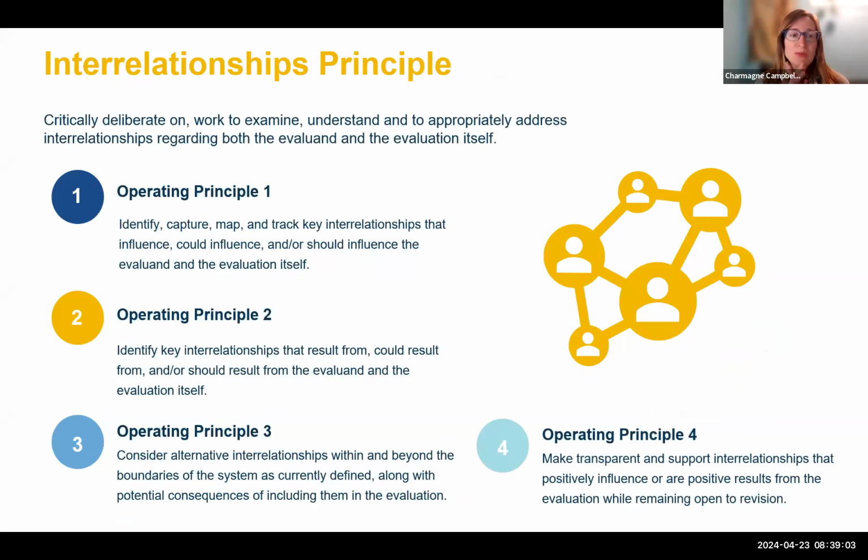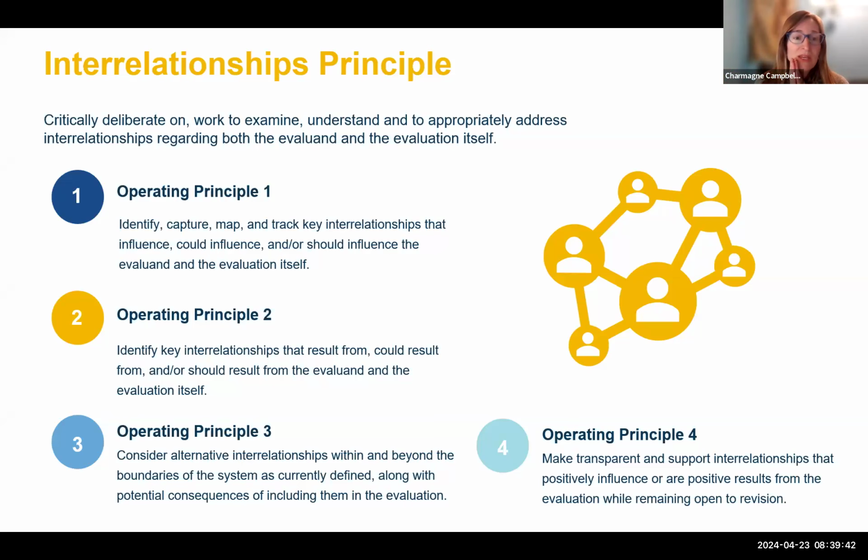So the interrelationships principle calls on us to critically deliberate on, work to examine, understand, and appropriately address the interrelationships regarding both the evaluand, the thing that's being evaluated, and the evaluation itself. So the first way to do that is to really try to identify and map out those interrelationships. We saw some examples of systems maps. They can get much more complex than that. But what are the different relationships that influence or could influence or should influence what's happening with the intervention, and how does that connect to the evaluation?